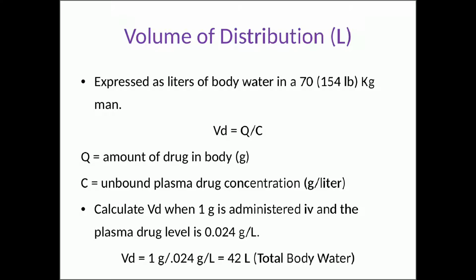Now calculate the volume of distribution when 1 gram is administered intravenously and the plasma drug level is 0.024 gram per liter. In this situation, the volume of distribution would be 42 liters, that is the total body water. So this is how you can calculate the volume of distribution. You need the dose of the drug and the amount of drug present inside the body.